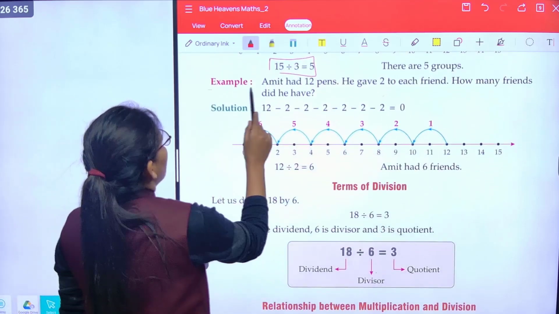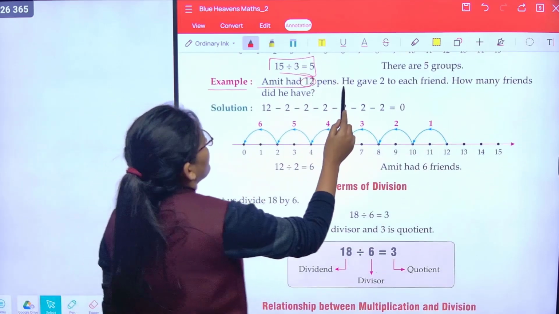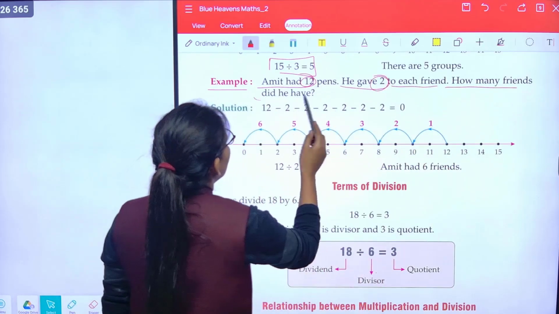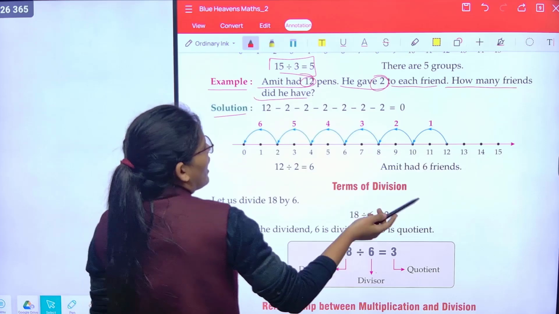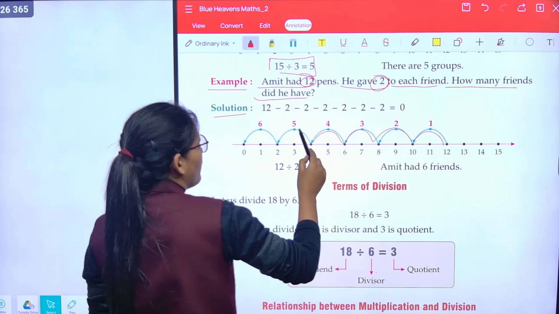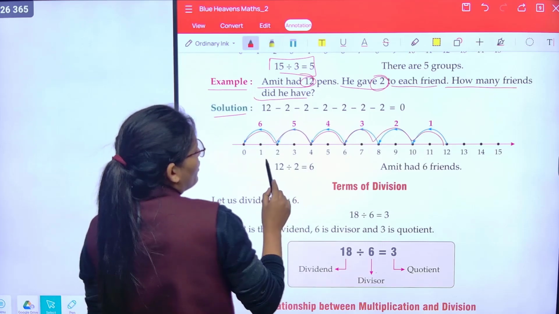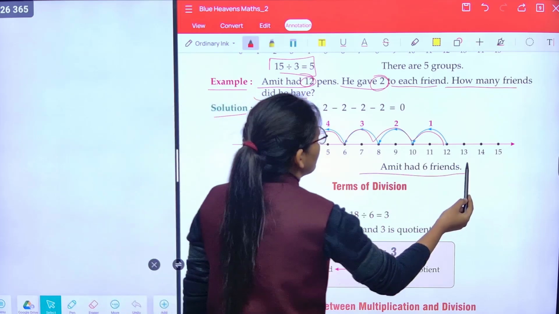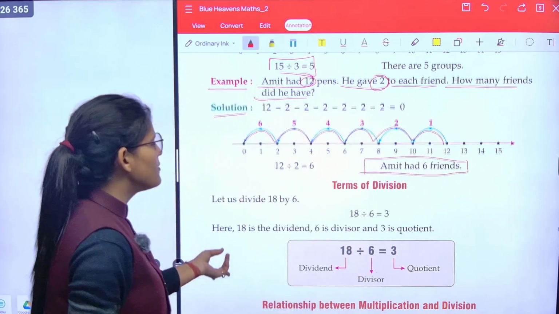Now example, Amit had 12 pens. He gave 2 to each friend. How many friends did he have? Now again 1 2 3 4 5 6. So 12 divided by 2 is equal to 6. Amit had 6 friends.